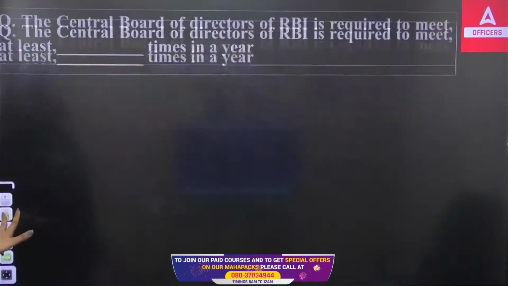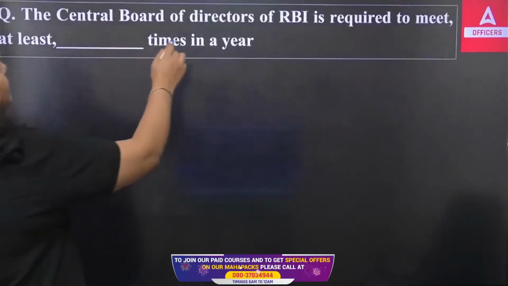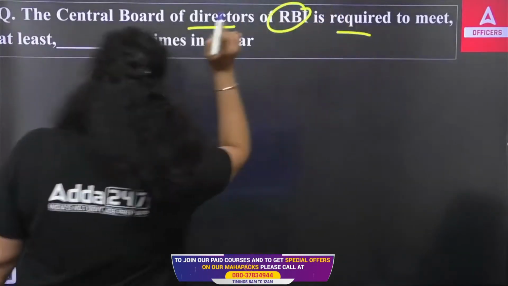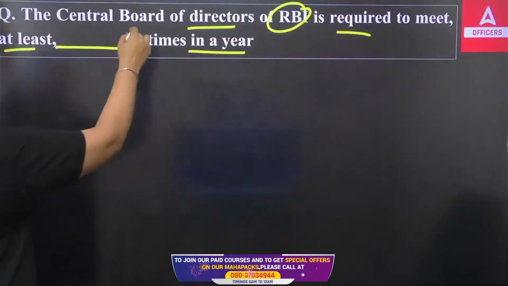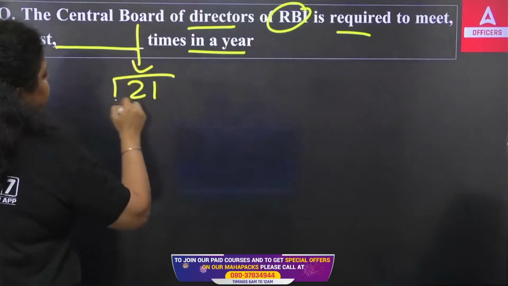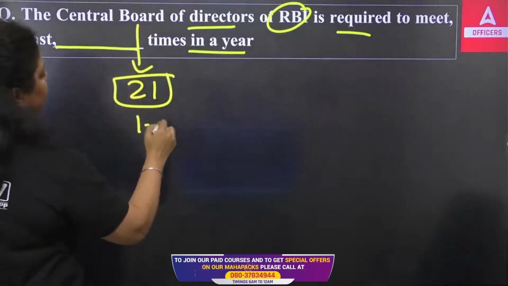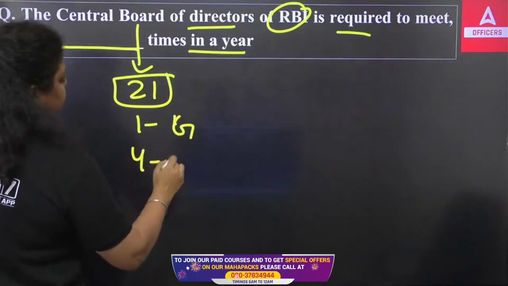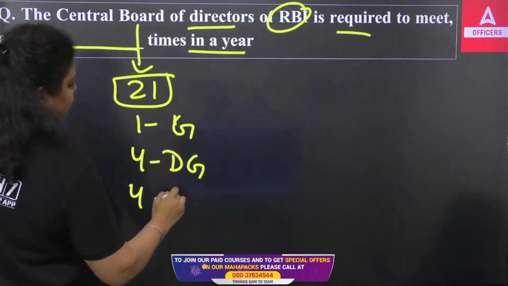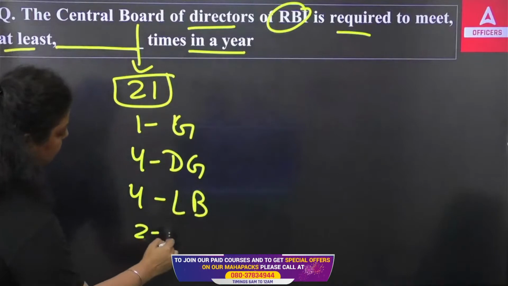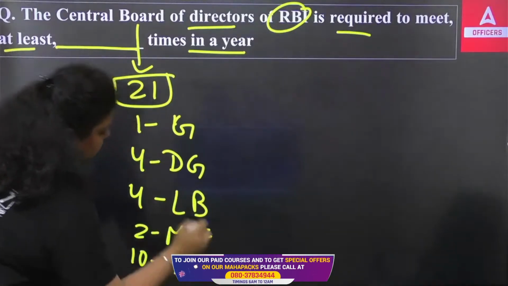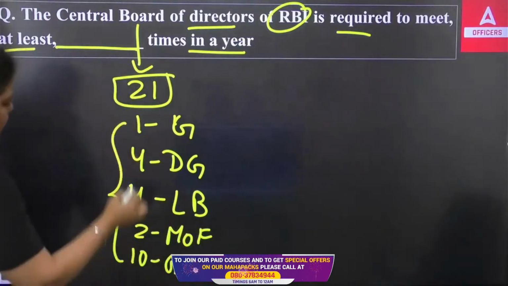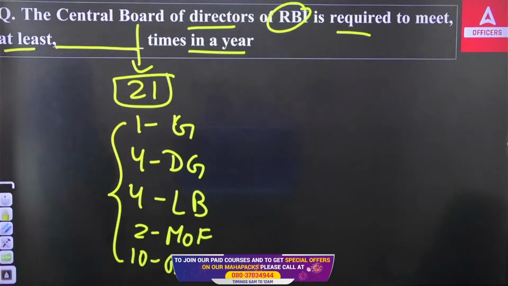Okay. The next question says that the Central Board of Directors of RBI is required to meet at least dash times in a year. When it comes to the Central Board of Directors, there should be a maximum of 21 members, out of which 1 member will be the governor, 4 members will be deputy governors, 4 members will come from local boards, 2 members will come from the Ministry of Finance, and the remaining 10 members will be nominated by the Government of India. So these are the total Board of Directors of the Reserve Bank of India, or you can call it the Central Board of Directors of RBI.